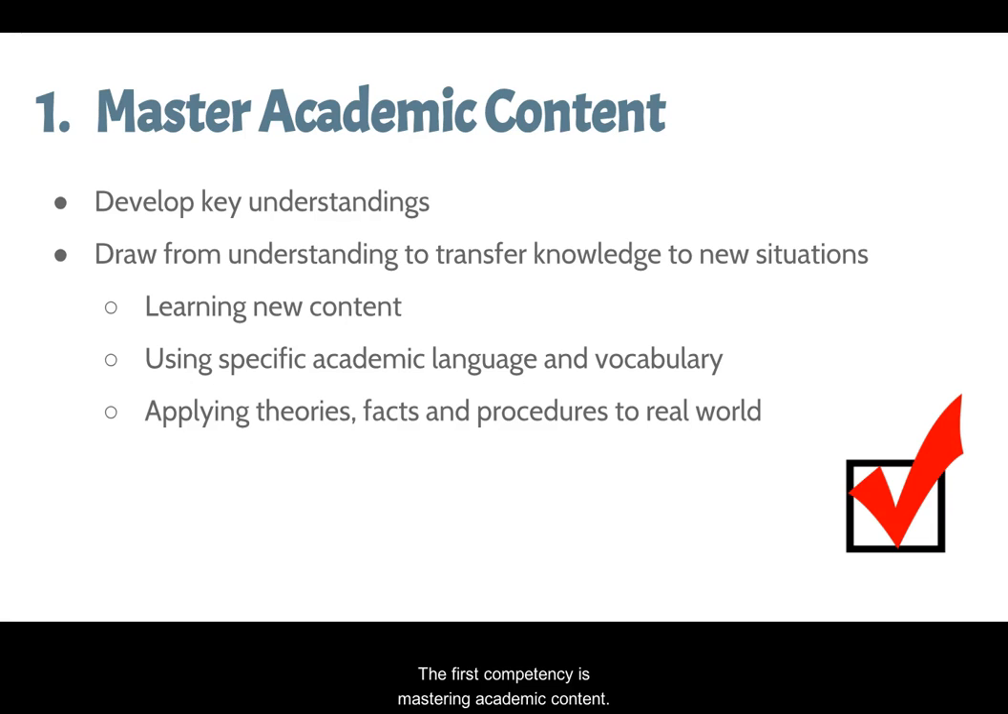The first competency is mastering academic content. Here, students are developing new understandings and drawing from what they've learned in order to transfer that knowledge to new situations. This includes, of course, acquiring new content, being able to use specific language and vocabulary, and also applying theories, facts, and procedures to solve real-world problems and to apply them to real-world situations.